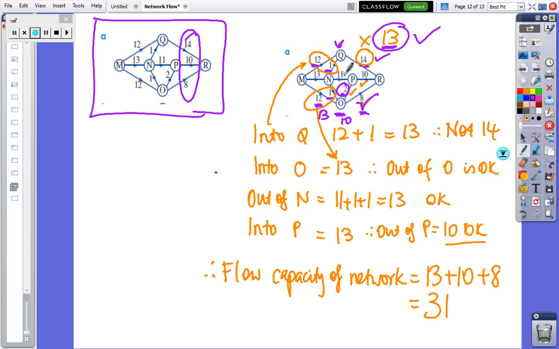I can feed the 2, and I've got 11. Now, even though I started with 13, I've only lost 1, so I've still got 12 left out of N. So 11 plus 2 is 13, so the 10 is no problem. Okay, so the only change we've got up there is 13. So I've got 13, I've got 10, I've got 8, which is 31 units.